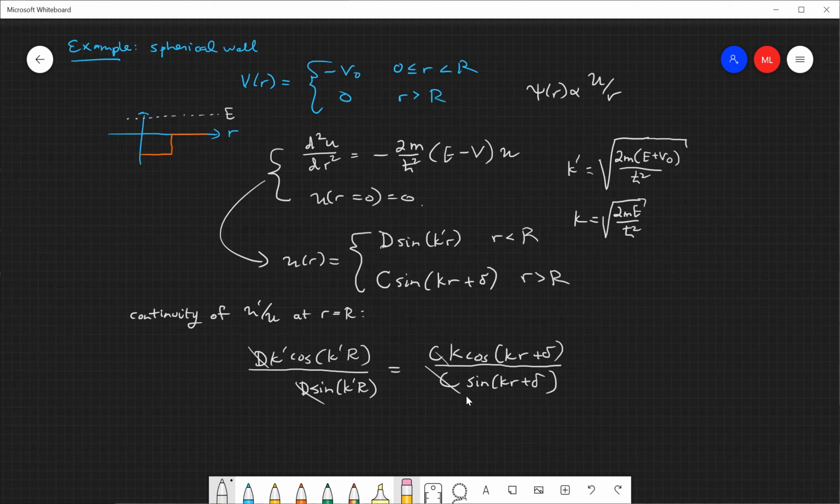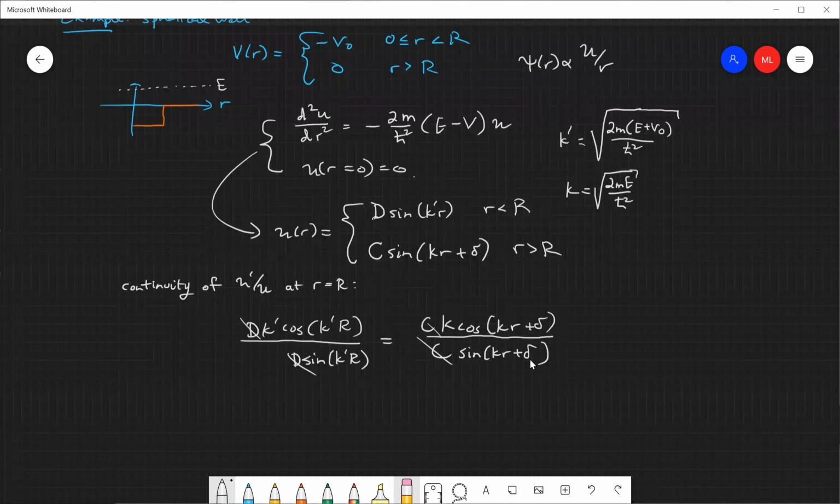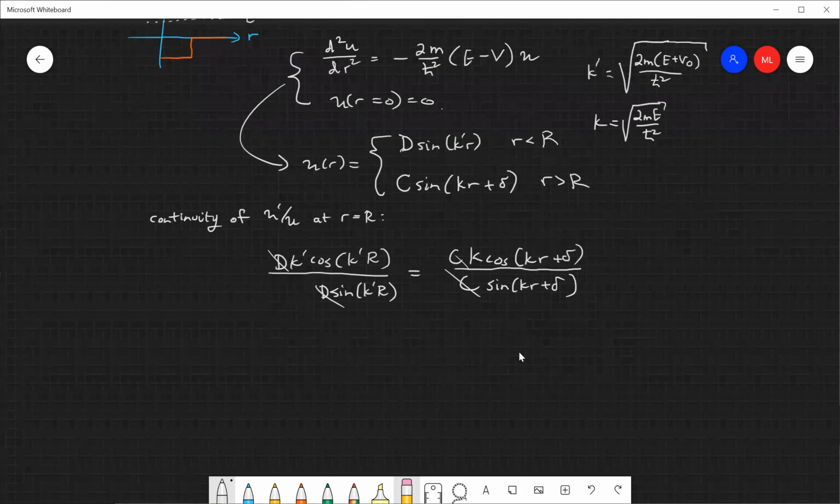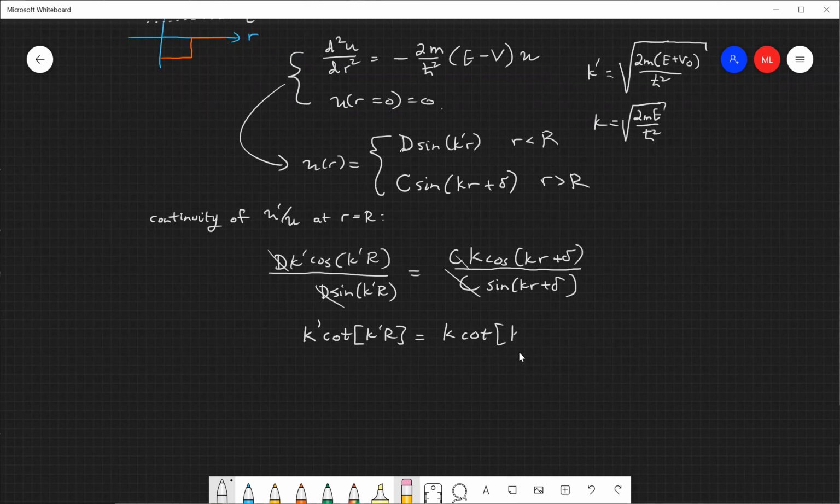You can do all of that, but it's much faster if you just want to extract the phase shifts to calculate the logarithmic derivative, because then those other coefficients cancel and you get a formula for the phase shifts: k prime times the cotangent of k prime r is equal to k times the cotangent of kr plus delta. Now you have everything you need to solve for delta.